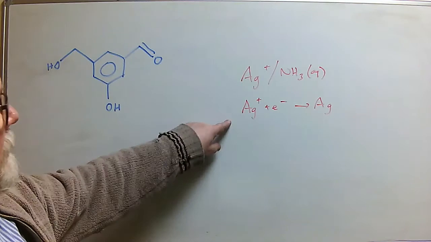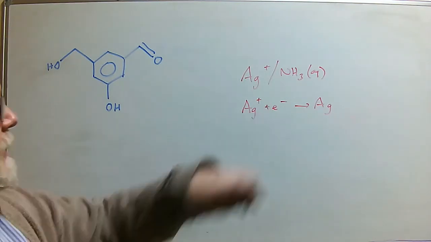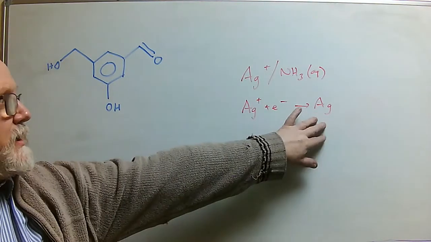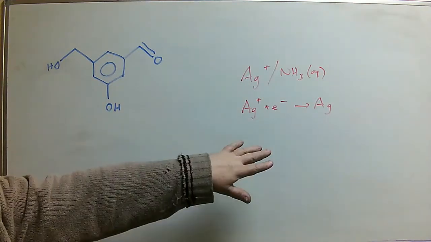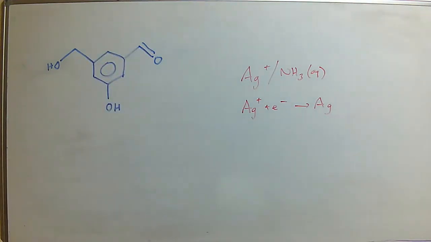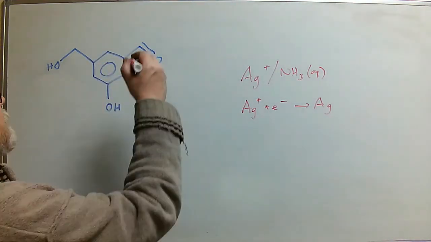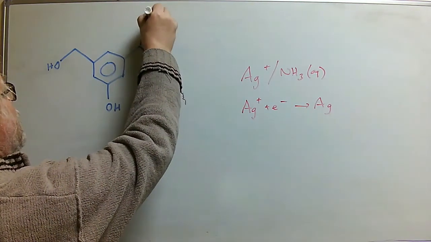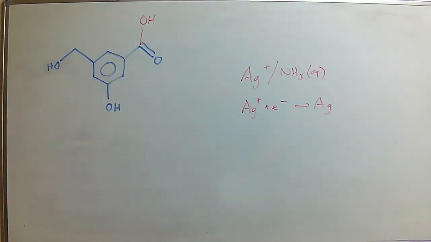So the silver is reduced because it's gaining an electron in order to form the shiny silver metal. So if the silver is reduced, the aldehyde must be oxidized. And if you oxidize an aldehyde, you get a carboxylic acid, which is that. So it's as simple as that.